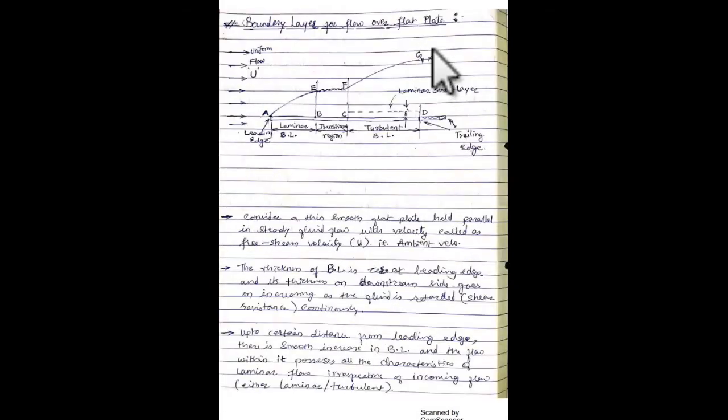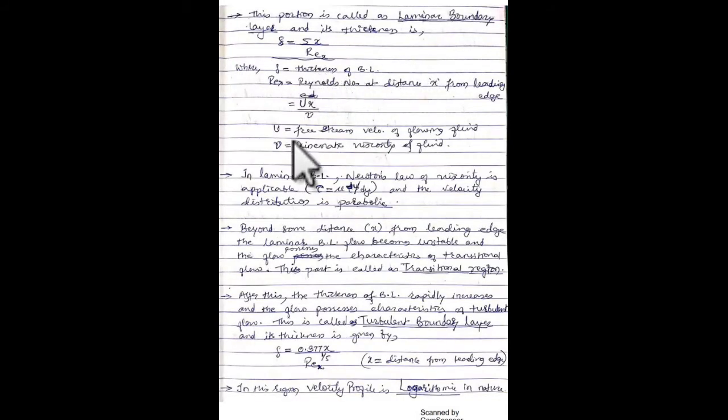It has some thickness. The thickness is the distance from the solid body to the layer where there is the highest velocity. This distance is called the boundary layer thickness, and it is given by 5x upon root Rex. Here del is the thickness of the boundary layer, Rex is the Reynolds number, capital U is the free stream velocity of the flowing fluid, and nu is the kinematic viscosity of the fluid.